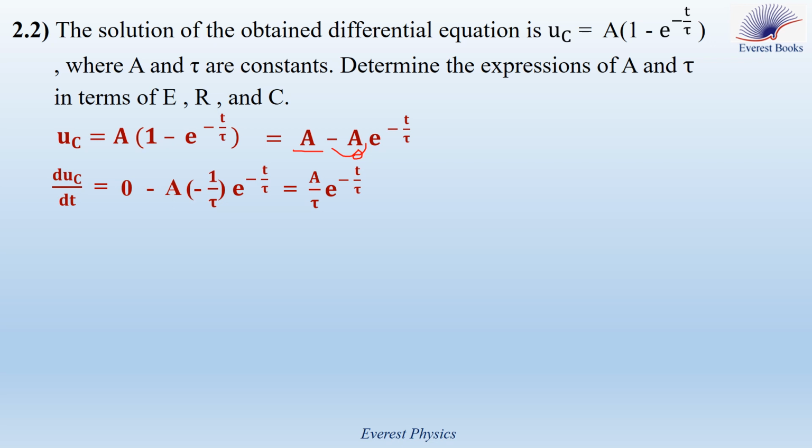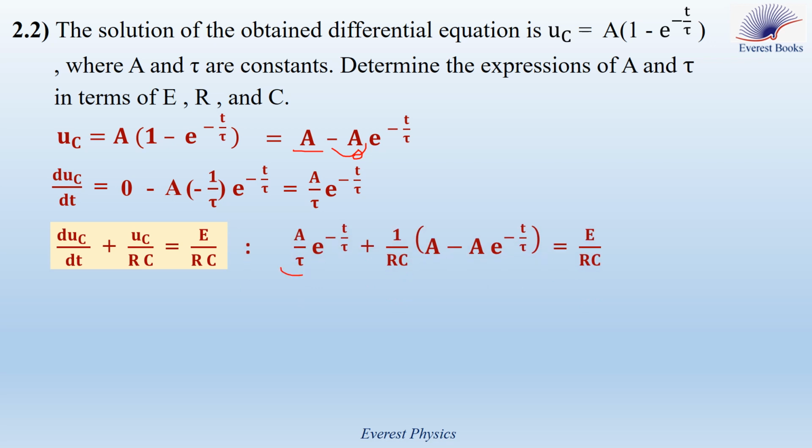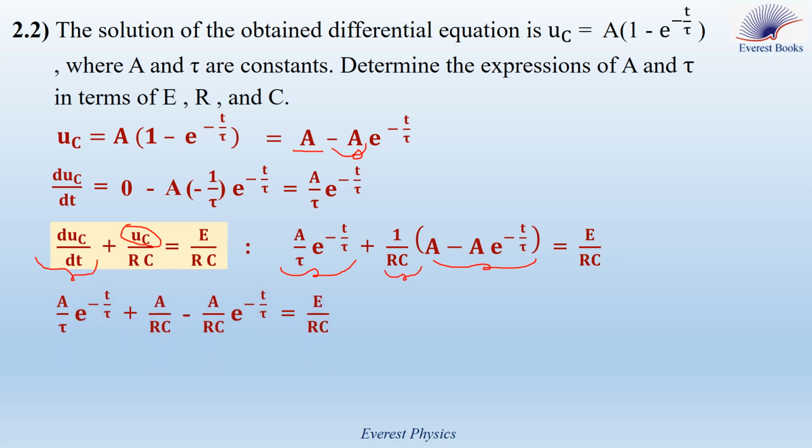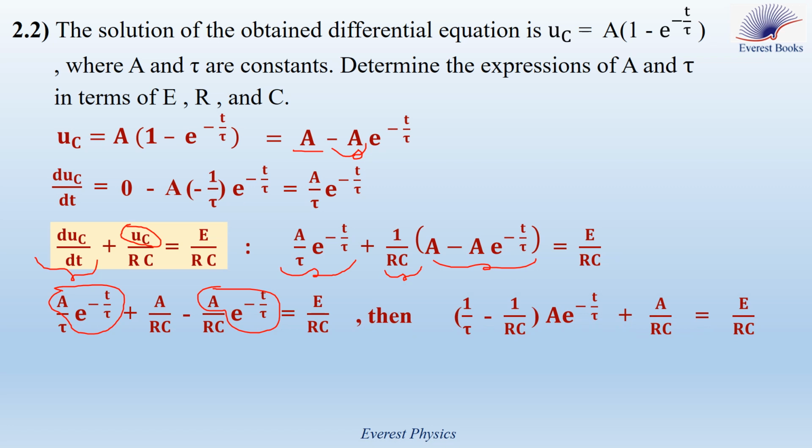Now replace duc by dt and uc in this differential equation. A over tau e to the power minus t over tau is equal to duc by dt. A minus A exponential minus t over tau is equal to uc. We get this equation. Now multiply 1 over RC by A minus A exponential minus t over tau. We get this new equation. We observe that A exponential minus t over tau is common in these two terms. So let's take A exponential minus t over tau as a common factor. We get this new equation.